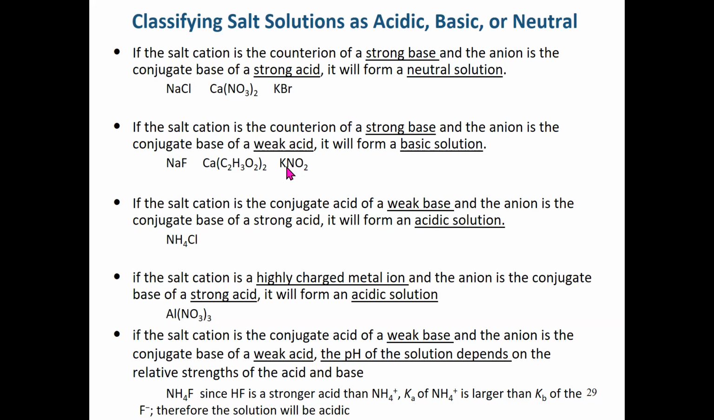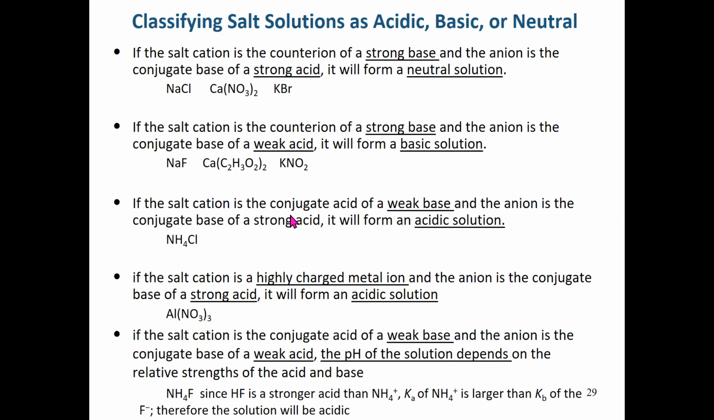Same thing here with this NO2. So this is from nitrous acid. So the nitrite ion here is going to form a basic solution.